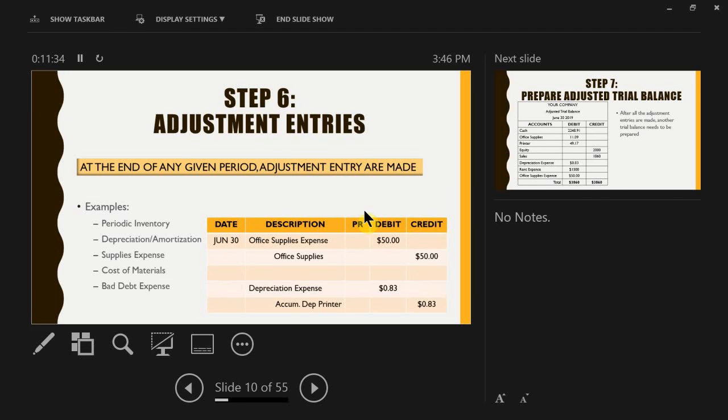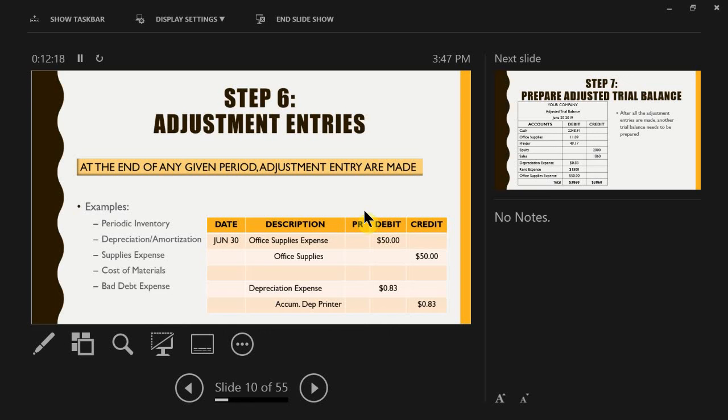Then I'm going to go over step number 6, which is to go through the adjustments that you need to make at the end of each given period. So examples are going to be periodic inventory, which we just learned. Things that we will learn will be depreciation and amortization, supplies expense, right? If we bought supplies, how do we use our supplies? That's right there. Cost of material, which we will learn in our fictitious business, and bad debt expense. Bad debt expense is going to be chapter 10. So those are things that we will learn.